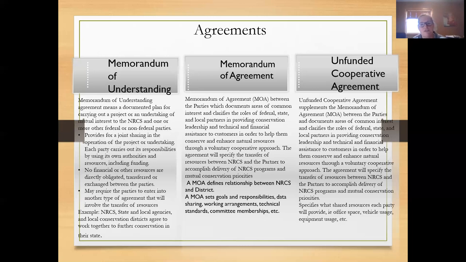This defines the relationship between NRCS and the district, and it sets the goals and responsibilities, data sharing, work arrangements, et cetera. Then we have the unfunded cooperative agreement, which is a supplement to the MOA, and it's really going to specify exactly who's sharing what, who's providing what as far as office space, vehicle usage, equipment usage, and if somebody's storing a UTV, who gets to do that. That's what we're also working on right now. And I think I've been bothering some of you about that.